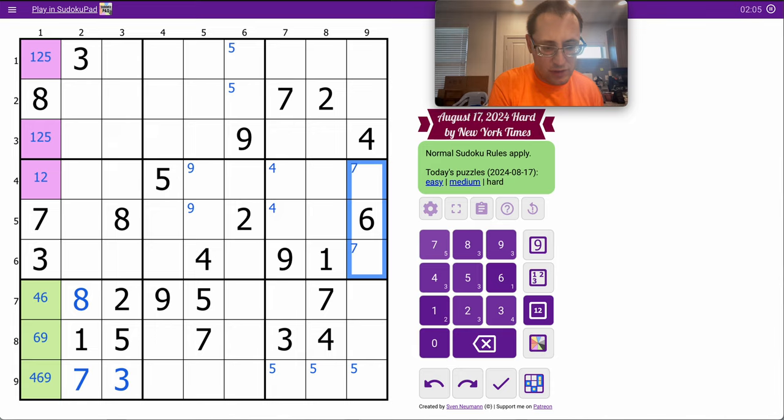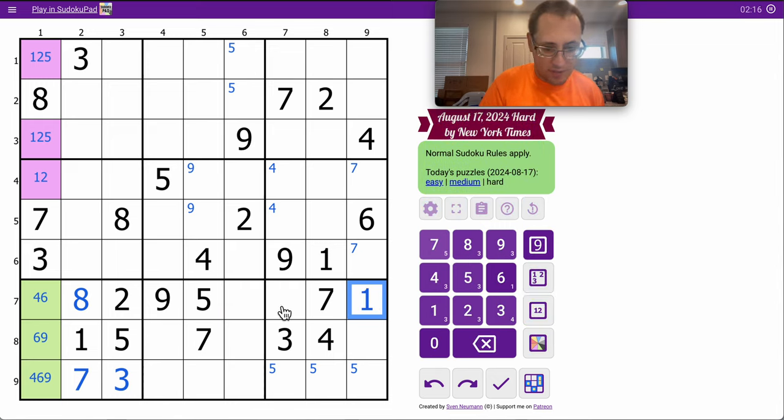So 2, 5, 7, 8, 9. I need 1, 3, 4, and 6 for this cell in these three. This one sees 3 and 4 in its box and 6 in the column. It must be 1. And this can only be 6. It sees 3 and 4. So that tells me 4, and this isn't 4, but that tells me that's a 3.